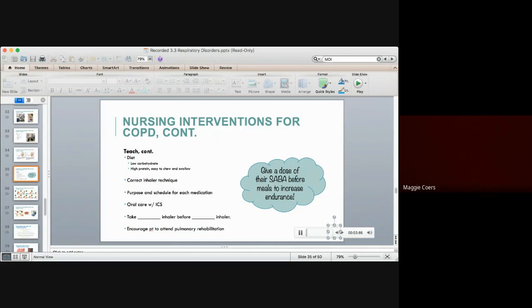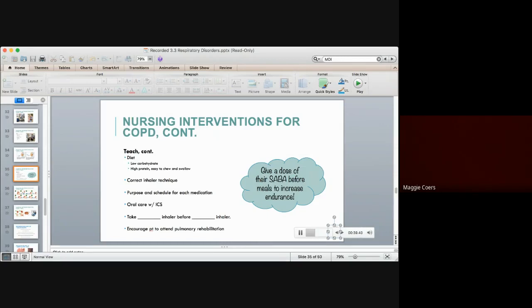So things we might not think about teaching are diet. The older adult with COPD needs to be on a low carb, high protein diet. Carbohydrates are important to restrict because they combust down to carbon dioxide. So the patient will retain more carbon dioxide if they're eating a lot of carbohydrates. They are not restricted specifically for weight loss. It's for the CO2, the breaking down and forming CO2.